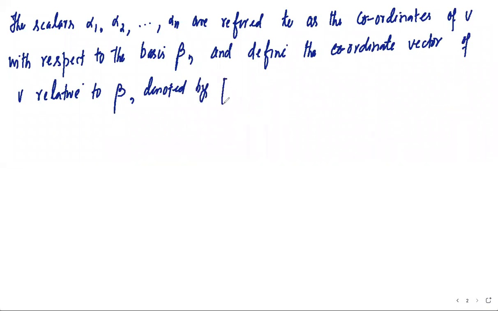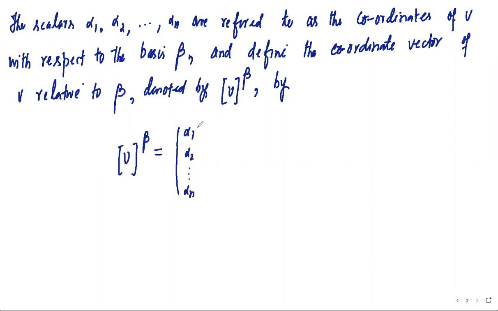this. This is V. This is the notation for the coordinate vector of V relative to the basis beta, and this is defined by this. This is a column vector of the scalars alpha 1, alpha 2, so on up to alpha n.